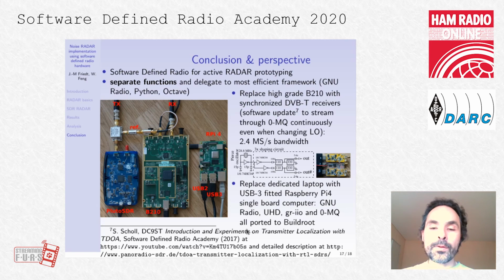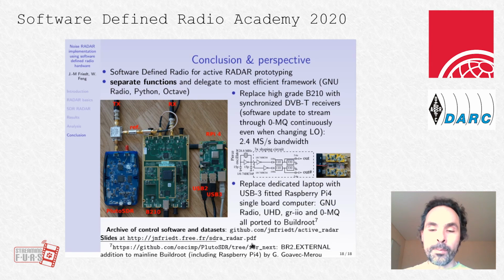And the last thing that we did is we changed the laptop with the Raspberry Pi 4 because it provides a USB 3, which is nicely compatible with the B210. And so because GNU Radio was ported to Raspberry Pi 4, we only need to port UHD and libIIO. So all these developments can be found on this Buildroot framework, so the BR2 external extension written by Gwenhael Goavec-Merou to port GNU Radio to the Raspberry Pi 4.